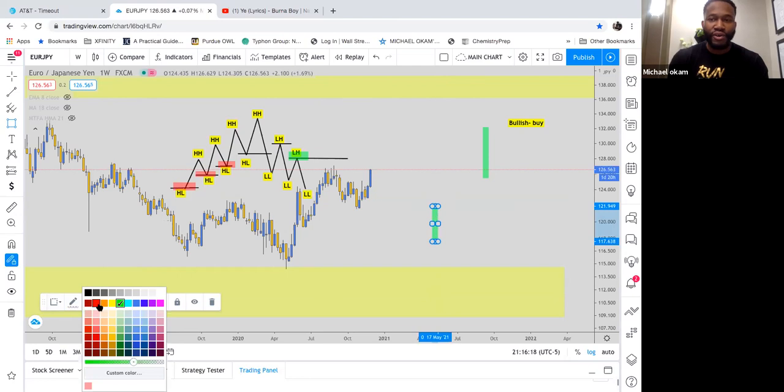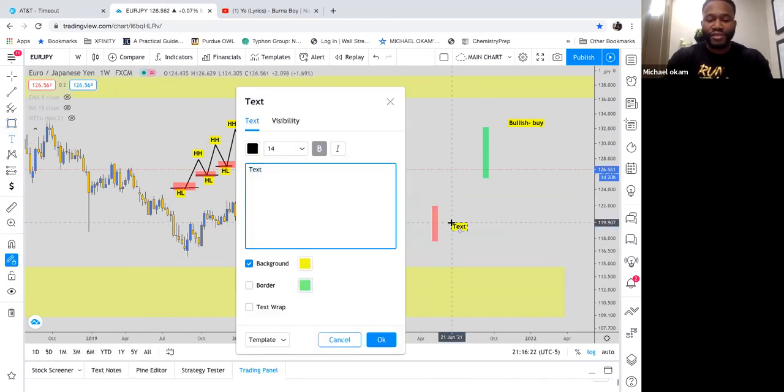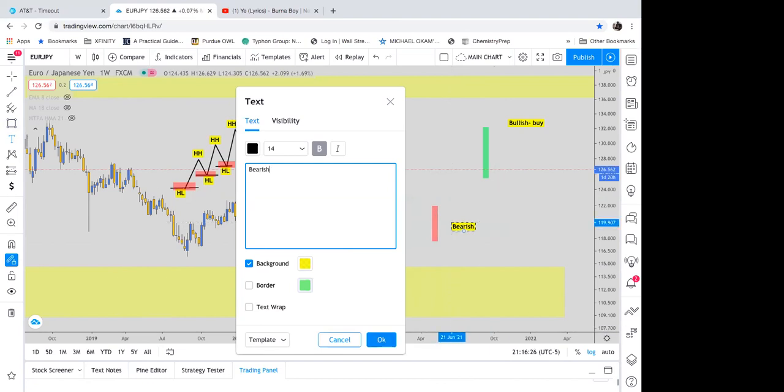On my chart, which one is a bullish candle and which one is a bearish candle? The blue is the bullish. The yellow is the bearish. Good job.